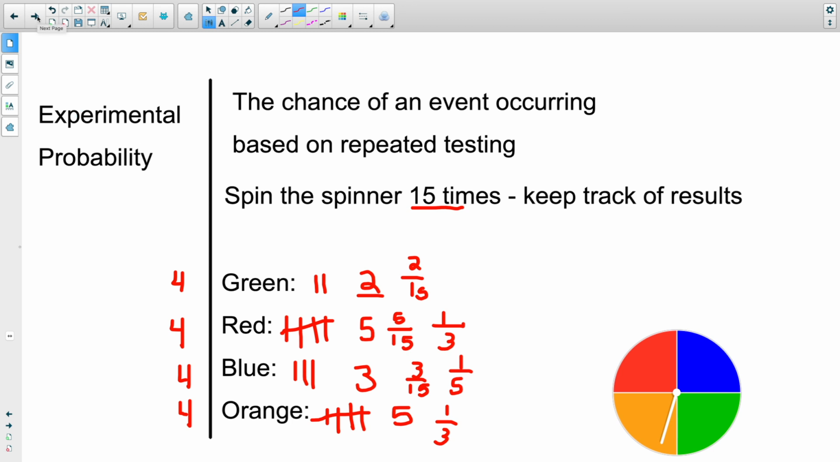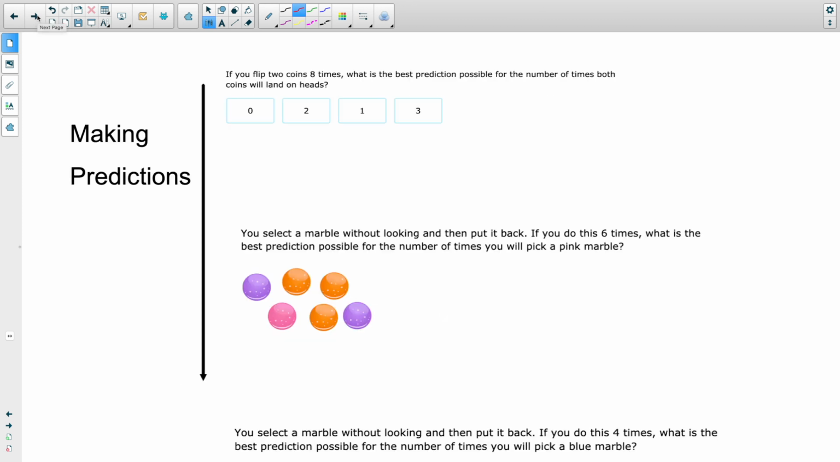Just like if you toss a coin twice, will you for sure get a heads once and a tails the next time? Probably not. But if you do it 1,000,000 times, you'll probably get pretty close to half and half. So that's theoretical versus experimental probability. You can also use probability to make predictions.